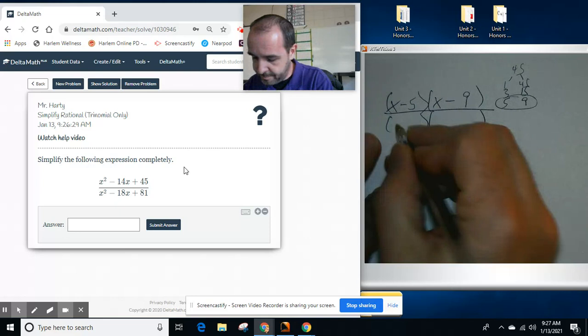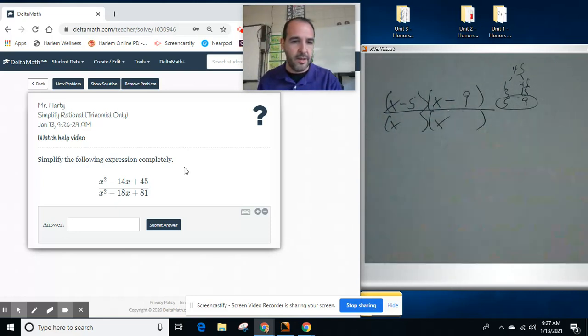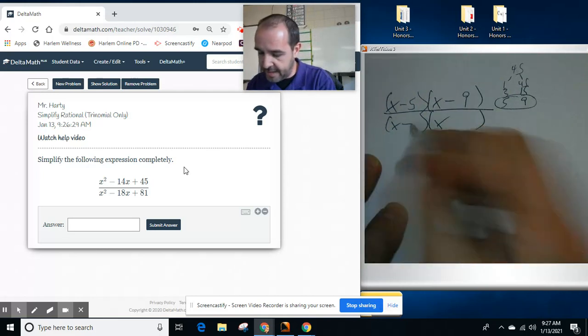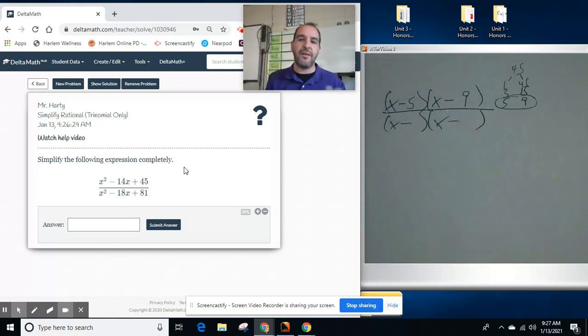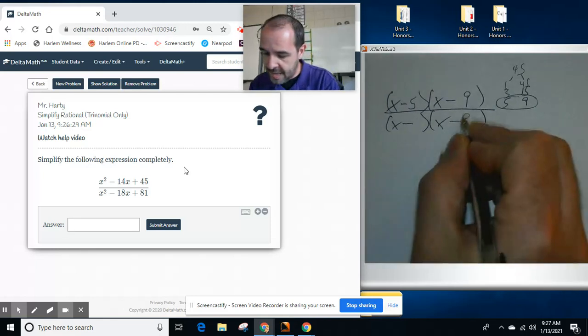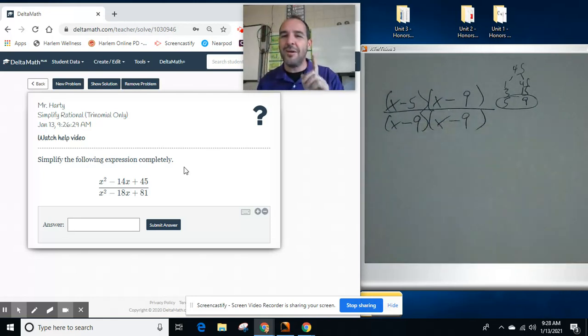Same thing on the bottom. Again, positive multiply, negative add, so they're both negative. What multiplies to 81? Now this you probably know off the top of your head. 9 times 9 is 81. Then comes the issue.